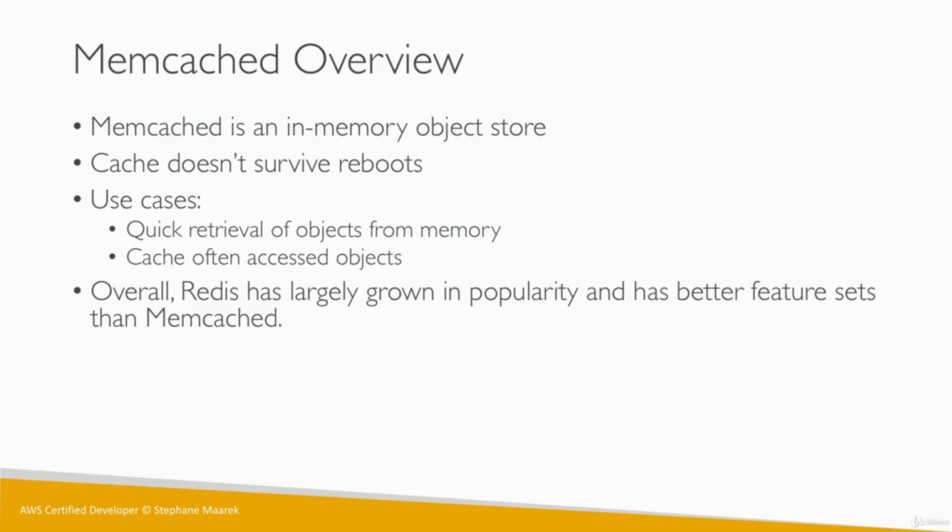To be honest, and I did my bunch of research, Redis is now largely growing in popularity. It is the dominant cache technology, has a better feature set than Memcached, and overall is going to be the number one choice. But Amazon still called it ElastiCache. So personally speaking, if I need to do caching, I will use Redis and not Memcached. But that's a personal preference.